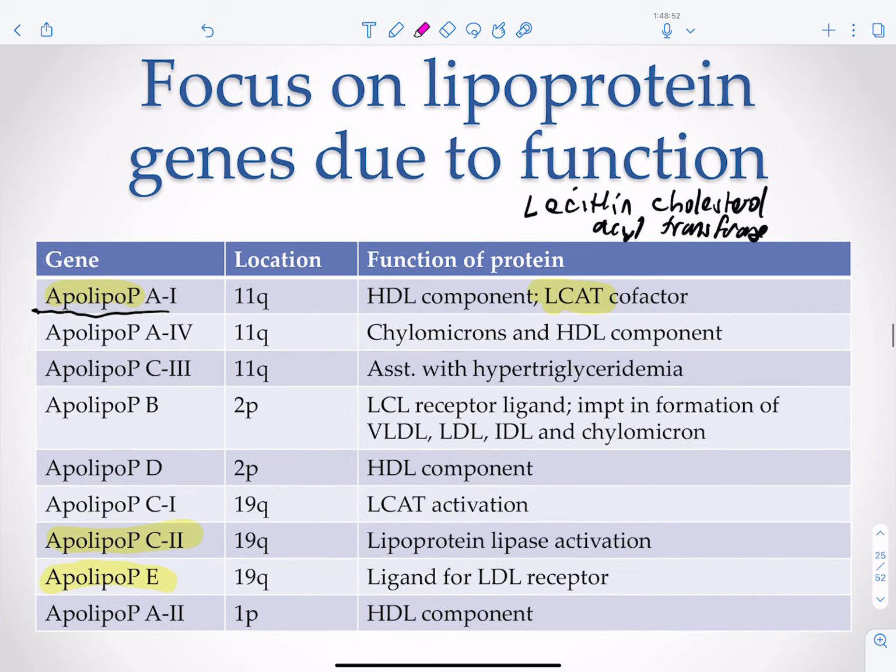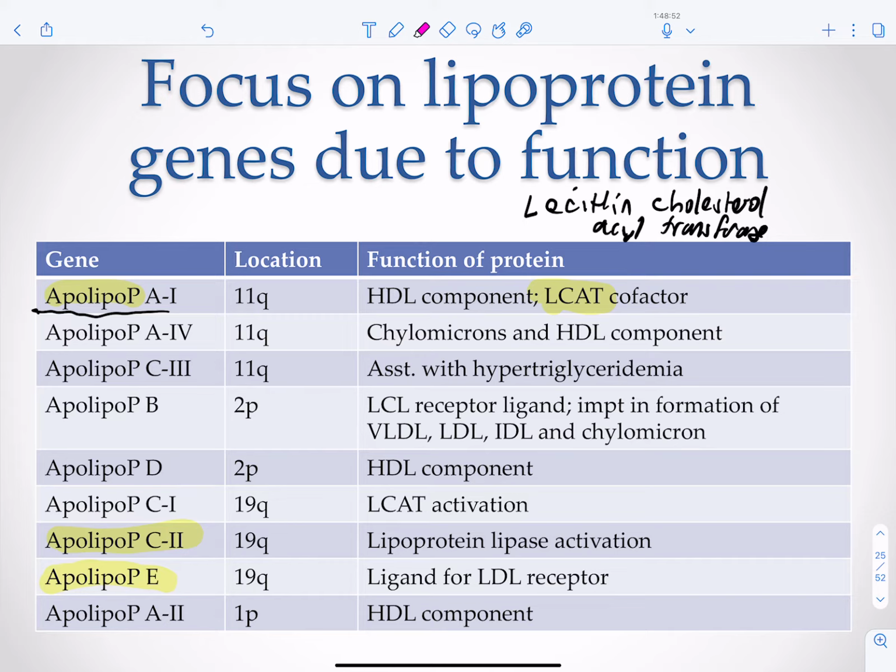So with respect to coronary artery disease, there's been a focus on, of course, these proteins involved in lipoproteins. So we have apolipoproteins. We talked about them. We have different versions of them depending on the particle. And so these are some known defects in the apolipoproteins that have been associated with risk factors for coronary artery disease.